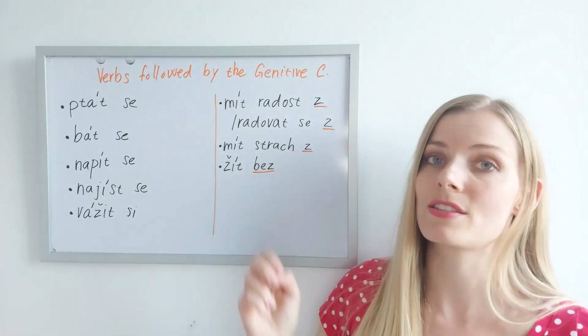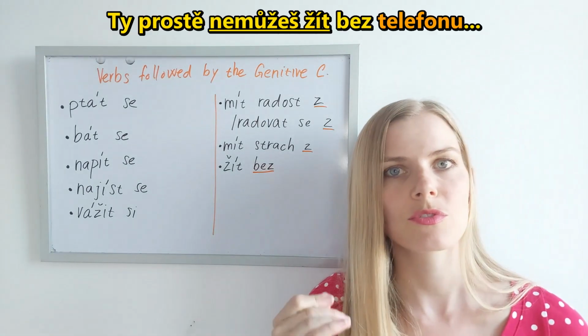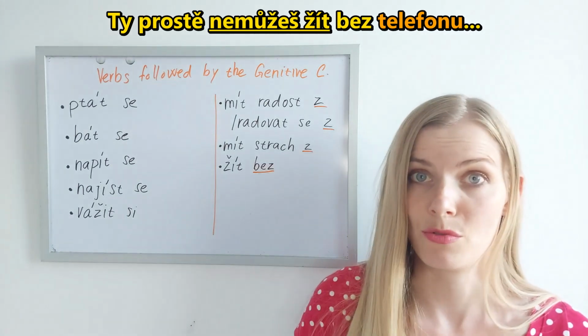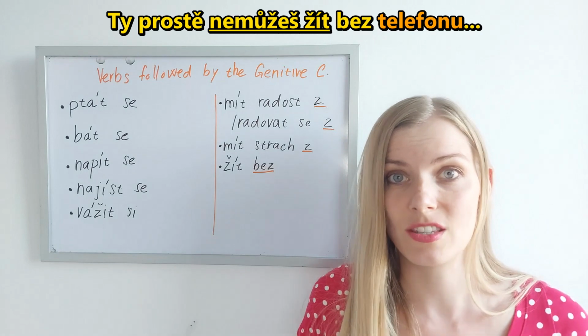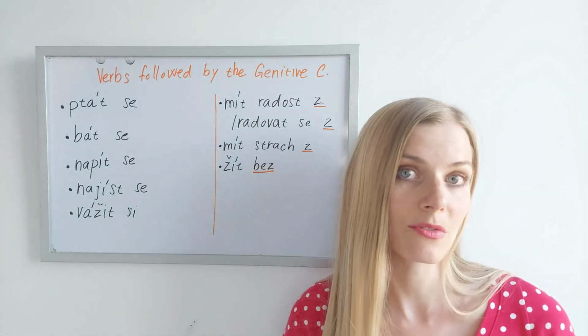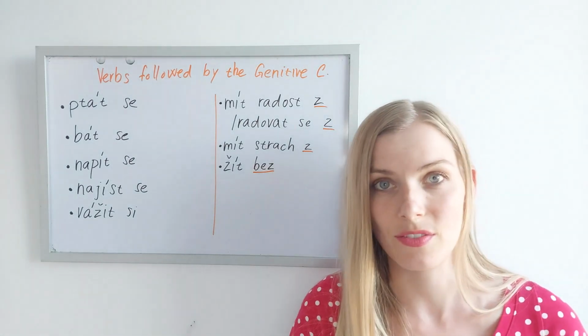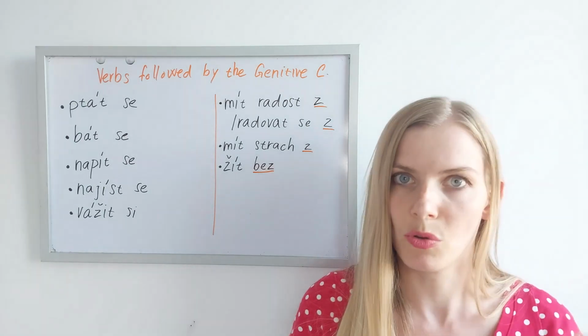And žít bez, to live without. Ty prostě nemůžeš žít bez telefonu. You just can't live without the phone. If you don't remember how to make the genitive case, you can check my older video.